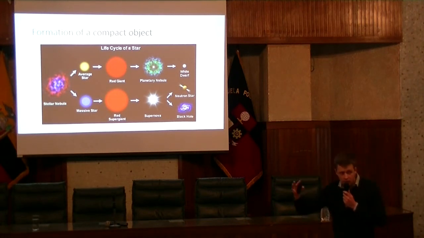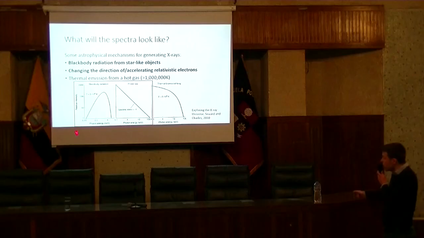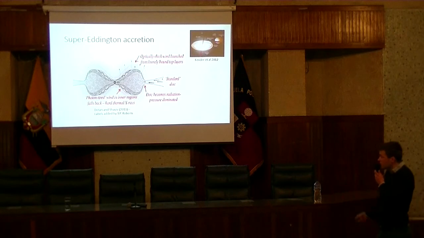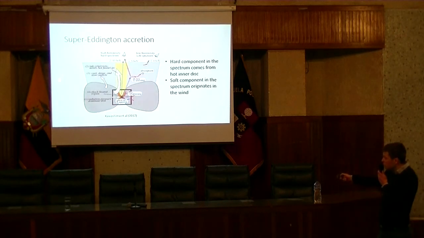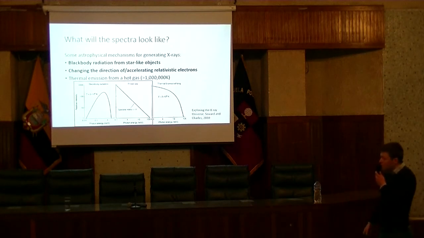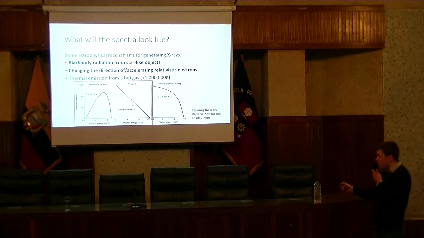But when there is mass above a certain limit, it will keep on contracting until a singularity, which we define as a black hole. And then the power law, which is from changing the direction or accelerating electrons. So this is when material is accreted onto and falls onto the black hole. The electrons are accelerated, creating X-rays. So in any spectra of this system, we expect to see a black body radiation curve and this power law.